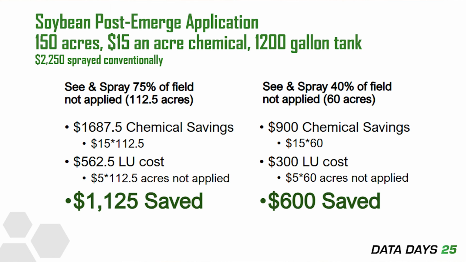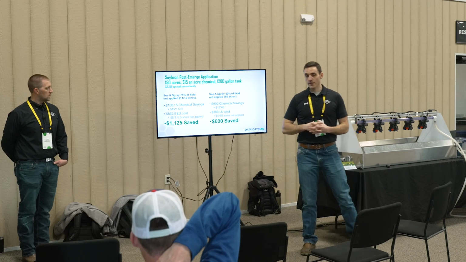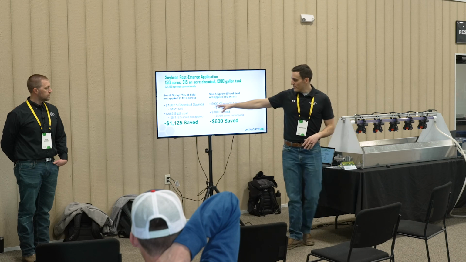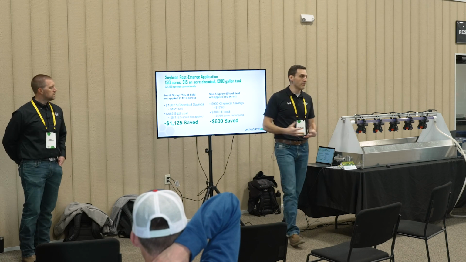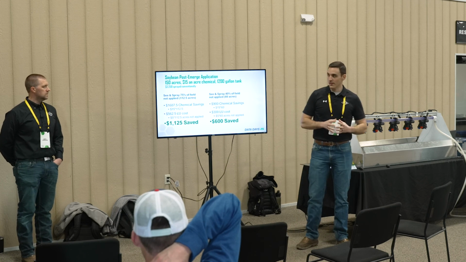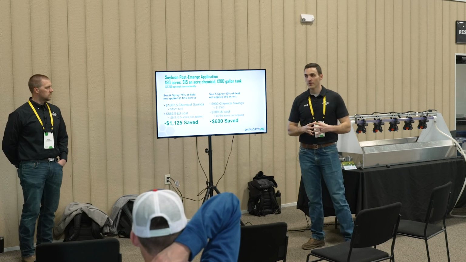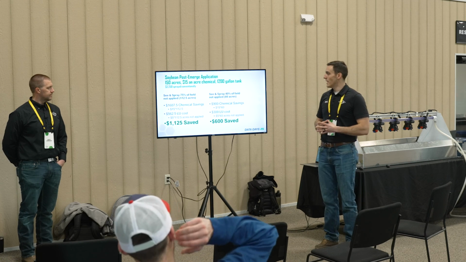So total chemical cost at that $15 an acre was $1,687.50 for total product cost. And then if you factor in that license unit cost at $5 at 112 acres that were not applied, that was $562.50 total license unit cost for that 150 acre field. When you calculate all these numbers, the total savings for that particular example was just over $1,100. And again, extrapolate that out over several fields, several thousand acres, it can really add up.